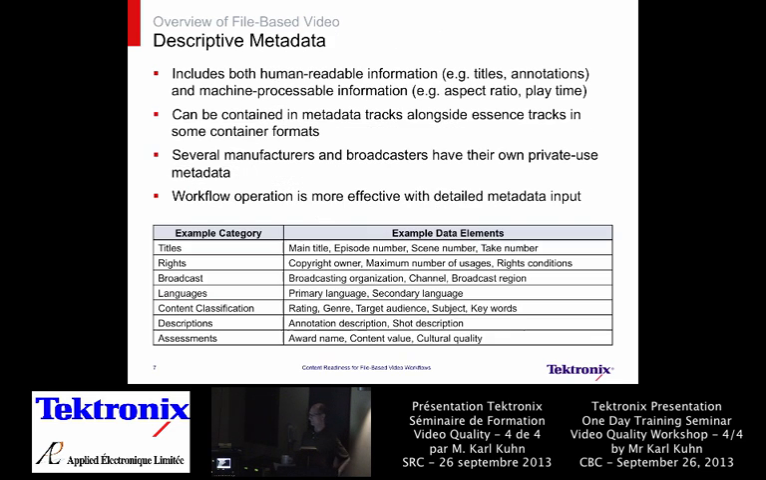Okay, descriptive metadata. As I shared before, get that out of here.